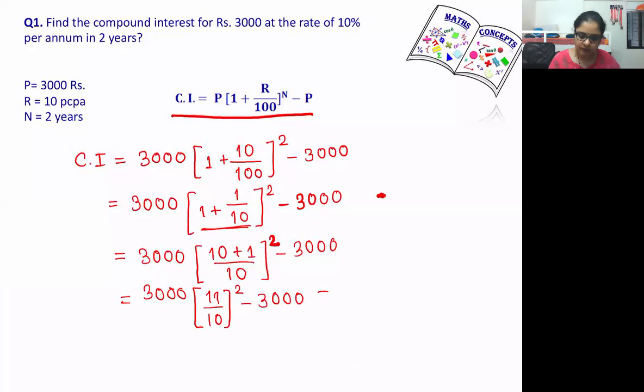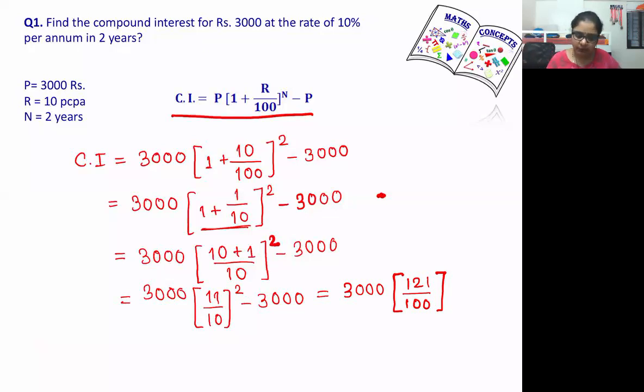Now this is again 3000 times 11 upon 10 raised to 2. This means you have to find the square of the numerator as well as the denominator. What is the square of 11? It is 121. Square of 10? 100. In our class for squares and square roots, I told you to learn all the squares by heart up to at least 25, but it's better to do it up to 30. So that these calculations would be faster for you.